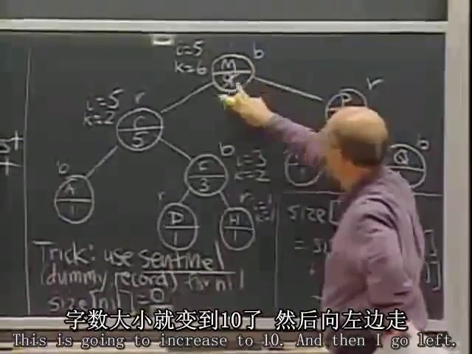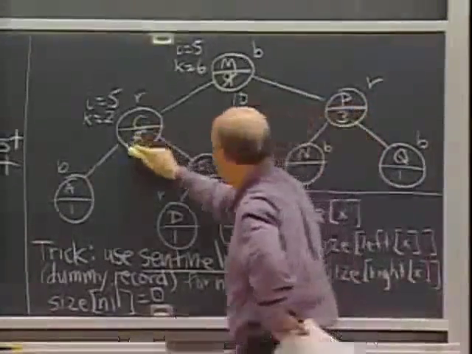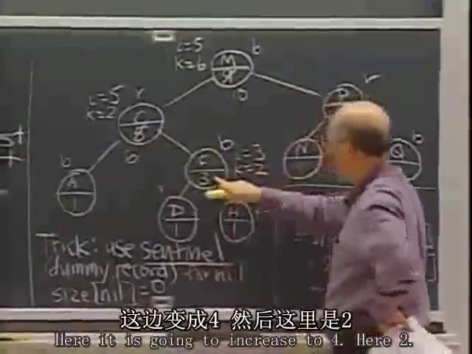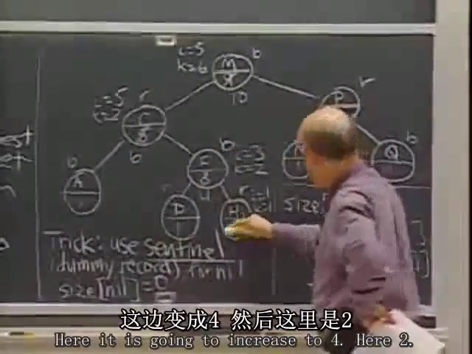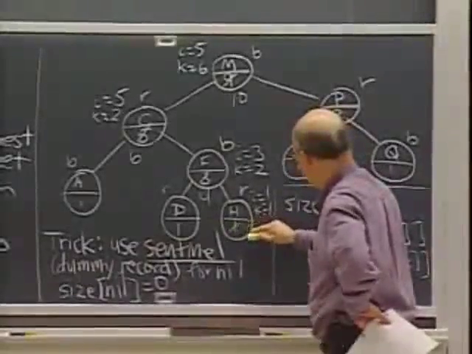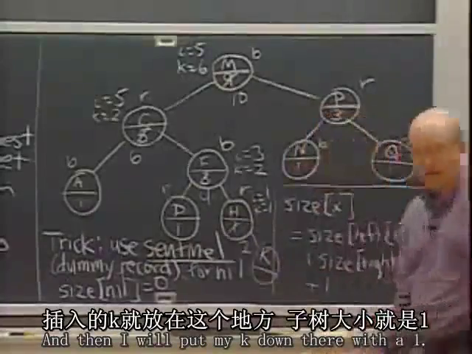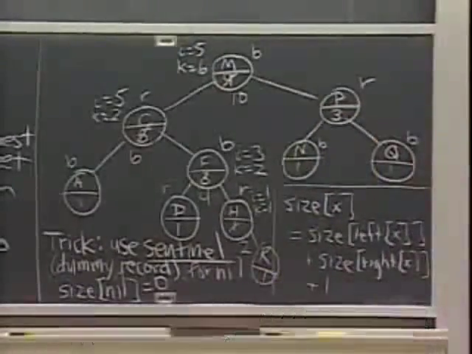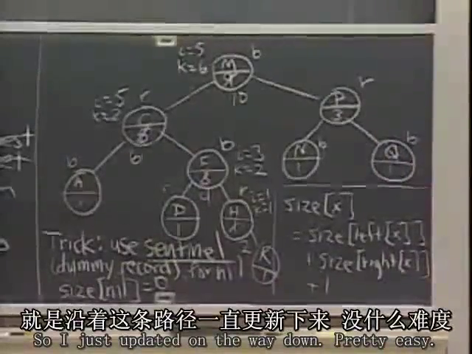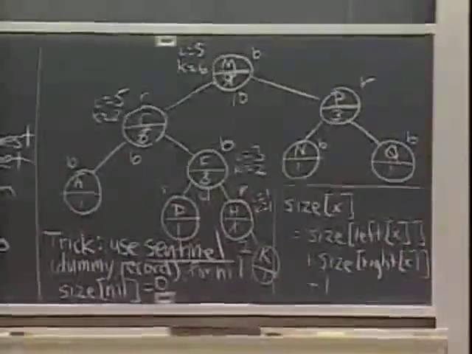Okay, and then I go left. This one's going to increase to 6. Okay, here it's going to increase to 4. Here, 2. And then I'll put my k down there, with a 1. Okay, so I just update it on the way down. Pretty easy.